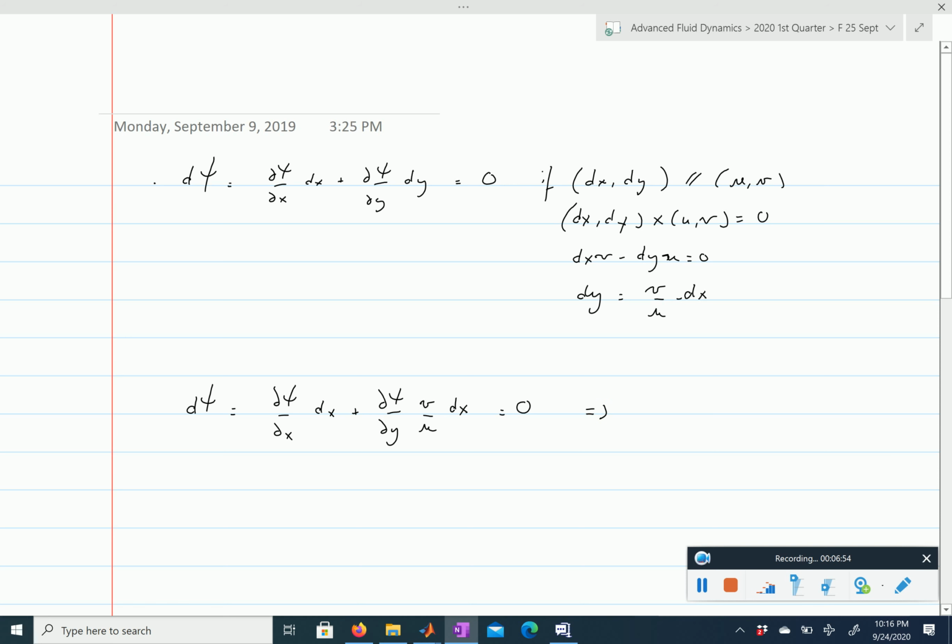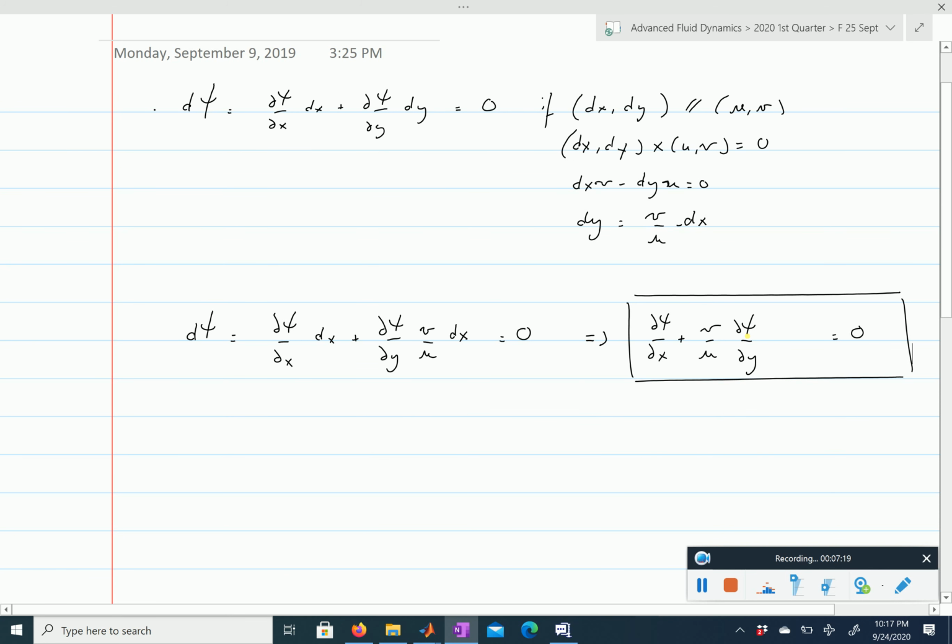Right, so we can factorize the dx. So partial psi partial x plus v divided by u times partial psi partial y, times dx, is equal to 0, and that is equal to 0, of course, if this here is equal to 0. So that's our first requirement. If we have this relationship between the partial of psi with respect to x and the partial of psi with respect to y, then if this function exists, it will be constant along a streamline. This is our first requirement.